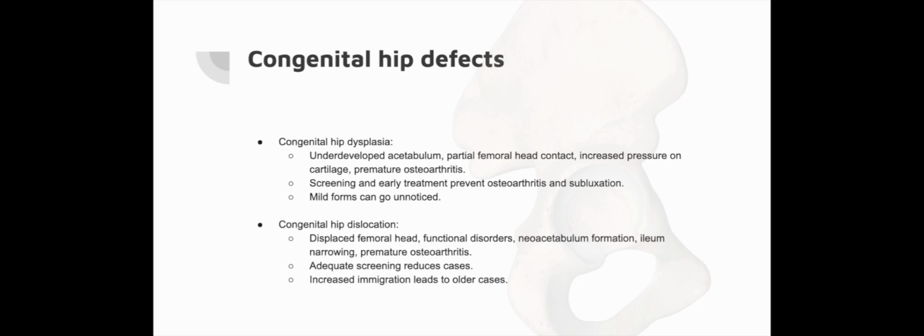Congenital hip dislocations occur when the femoral head is displaced from the acetabulum at birth or shortly thereafter. This condition causes severe functional impairment and, if left untreated, leads to the development of a neoacetabulum, a shallow socket-like structure that can lead to premature osteoarthritis. Adequate screening in childhood has significantly reduced the incidence of untreated congenital hip dislocation.